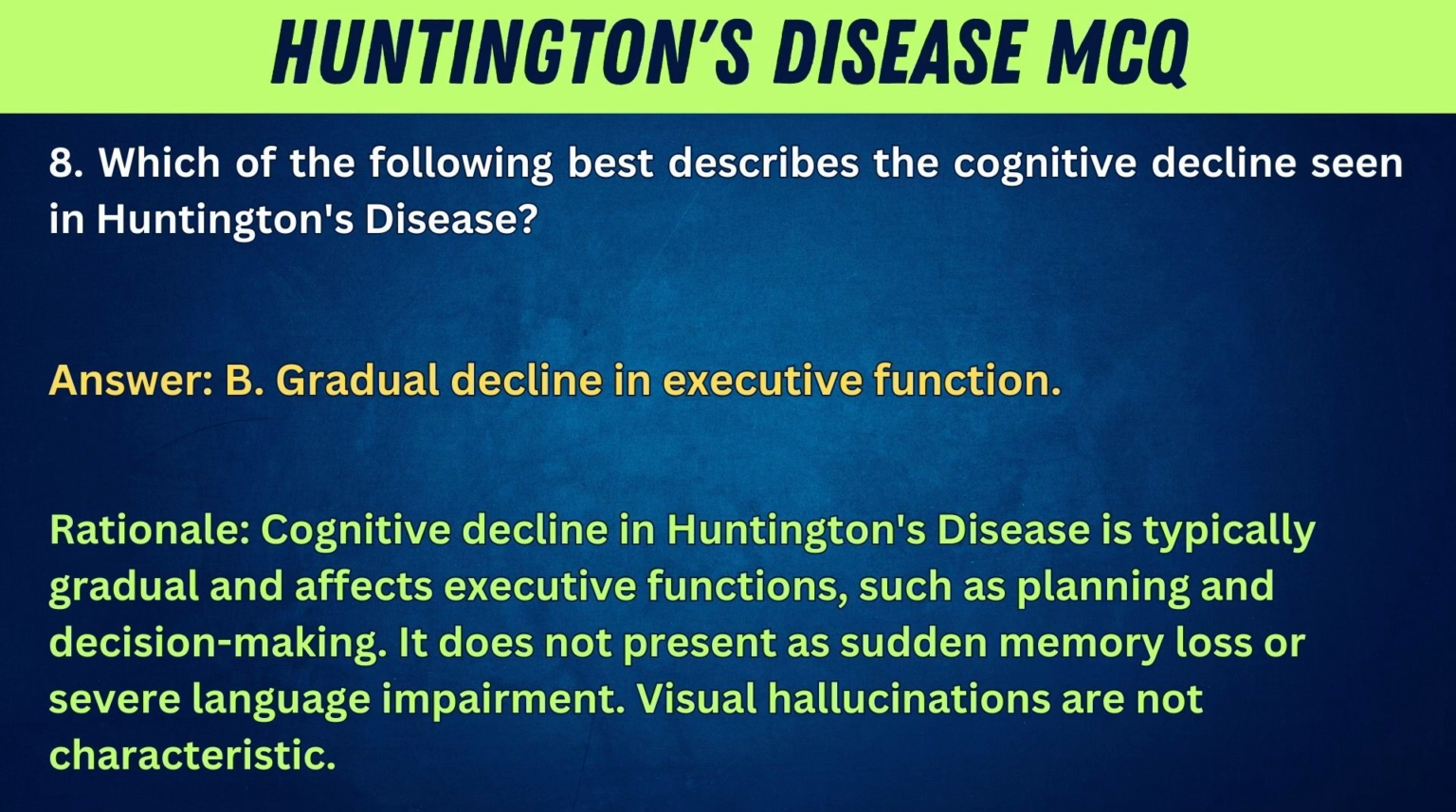Rationale: cognitive decline in Huntington's disease is typically gradual and affects executive functions, such as planning and decision-making. It is not present as sudden memory loss or severe language impairment. Visual hallucinations are not characteristic.